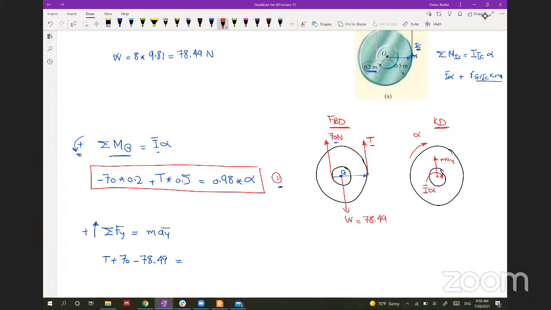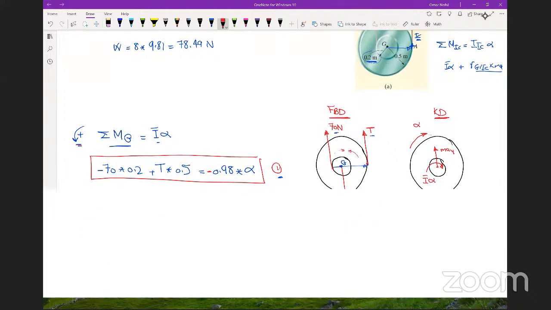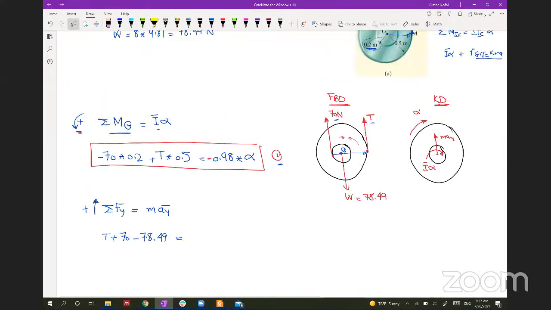So checking the sign of the forces, we have negative 70 is going up. Sorry, negative 70 is making negative moment like this. And T is making positive moment because this is the direction. But here, we assume that alpha is in this direction, and we assume our positive is in the other direction. So I will have to have negative here. Okay, so that was the mistake here.